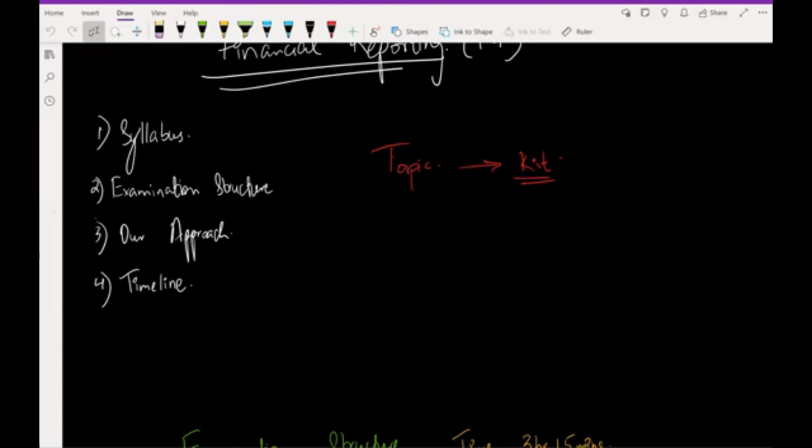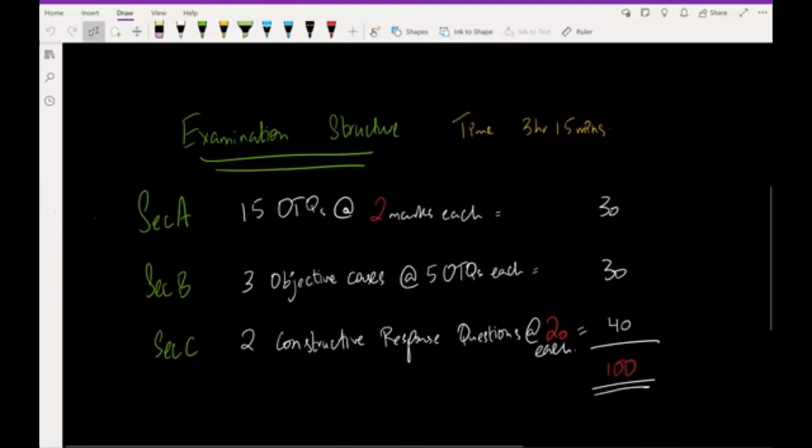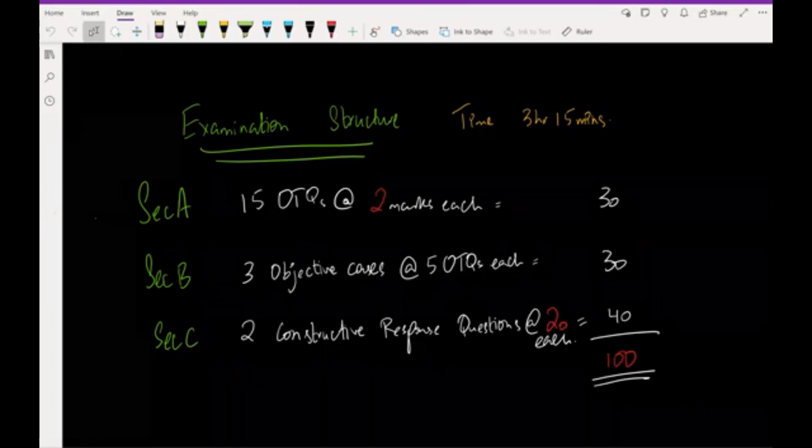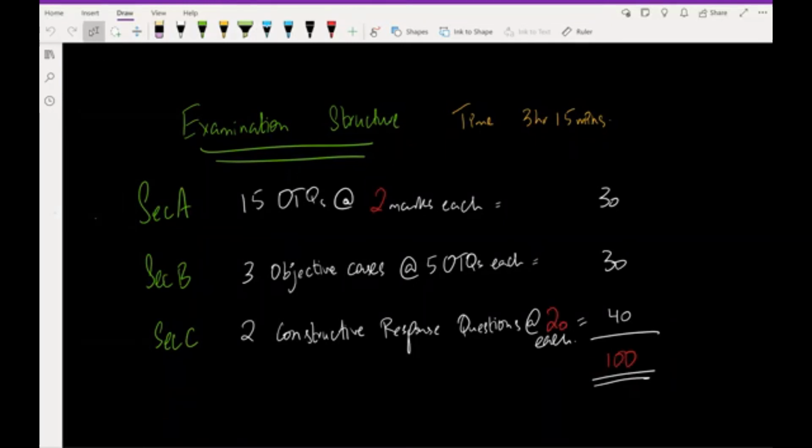Okay. Now, examination structure. How does the examiner assess you for the knowledge that you have gained during your course, right? So examination structure, you have three sections, section A, section B, and section C. In section A, you have 15 objective test questions, OTQs, and each question is worth 2 marks. So that makes it 30 for section A, right?